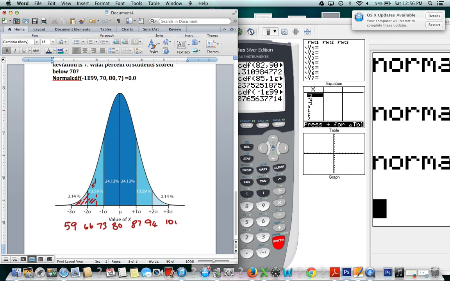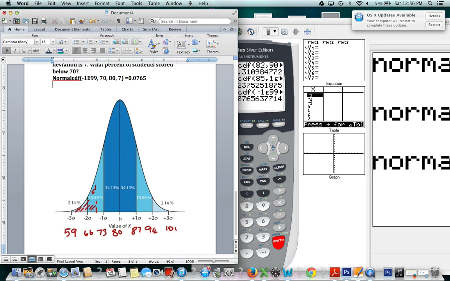0.0765, which if asked for this as a percentage, you'd move the decimal over twice and you would get 7.65%, which when you look at the diagram here, 70 is approximately right here between 66 and 73, so it's approximately right here. And we have about 7% in that region shaded.